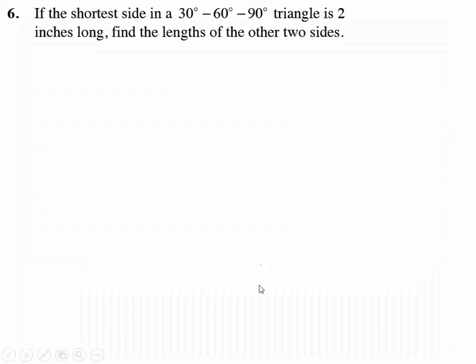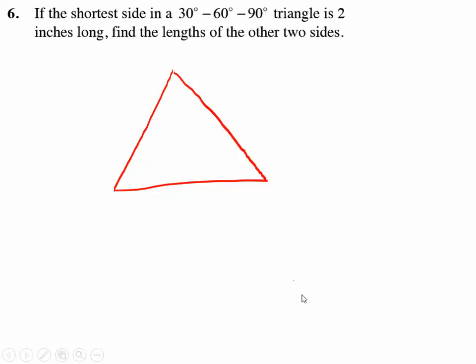But let's take a look at it here, again just to set up more for pre-calc. If the shortest side in a 30, 60, 90 triangle is 2 inches long, can we somehow figure out the other two sides of that triangle? Is there a certain way to figure that out? How can we figure it out?